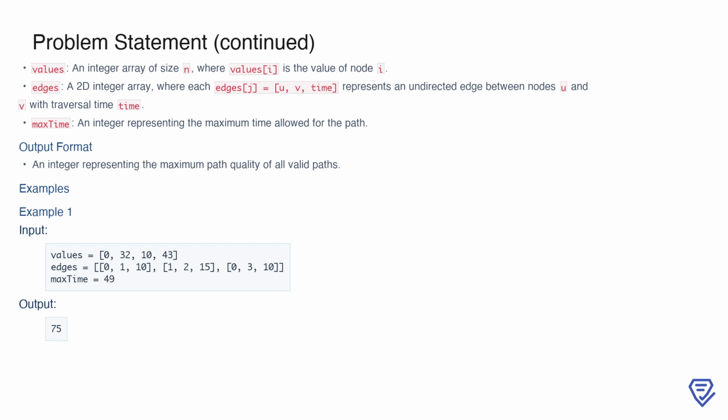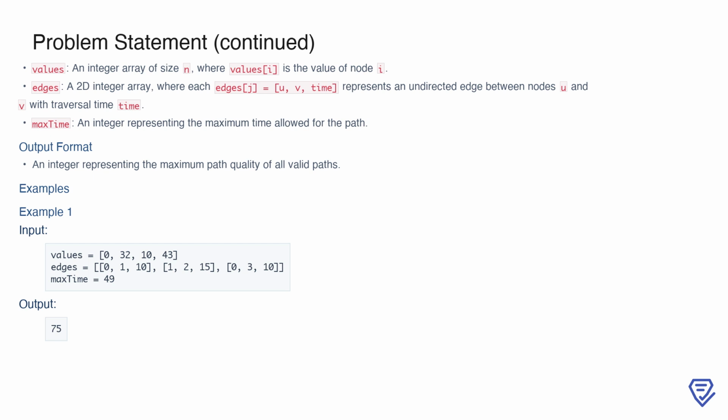The input format includes three key components. First, the array values, which is an integer array of size n. Each entry in this array represents the value of the corresponding node. Second, the edges array, which is a two-dimensional list where each subarray specifies a connection between nodes u and v and the traversal time for that edge. Finally, an integer maxTime is given, which defines the upper limit on the total time that can be spent traversing the graph. The output format is a single integer, the maximum path quality obtainable under these constraints.